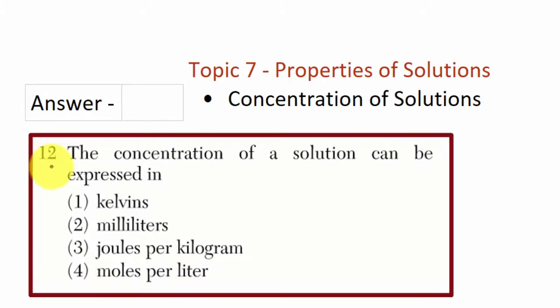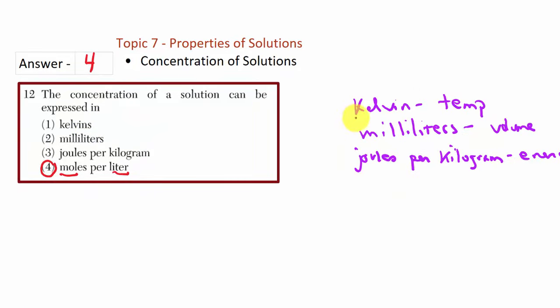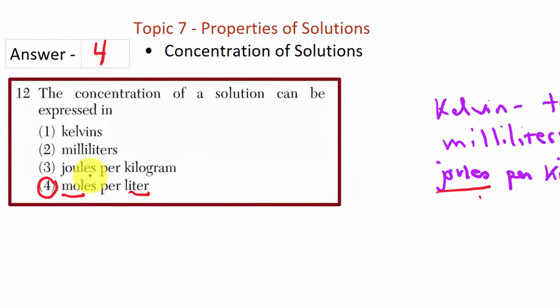Question 12. The concentration of a solution can be expressed in which units? They give you 4 choices here. You should recognize all of these units and know what they're used for. And number 4 should jump off the page to you. Moles, a quantity, in a certain volume. So moles per liter is a valid way to measure concentration. For review purposes, kelvins measure temperature, milliliters are a measure of volume, and joules per kilogram is a measure of energy in a particular amount of mass. So it's an energy measurement. So our winner is number 4. It's moles per liter. Moving on.